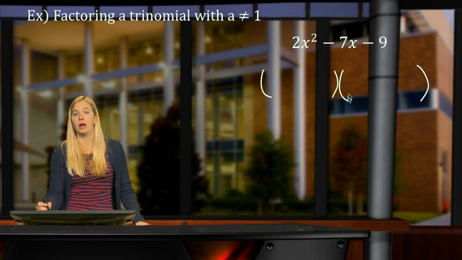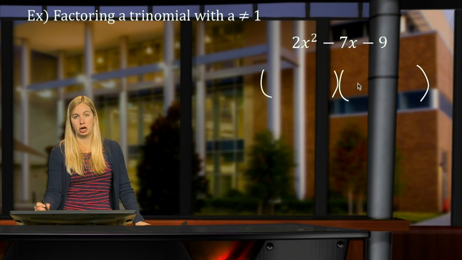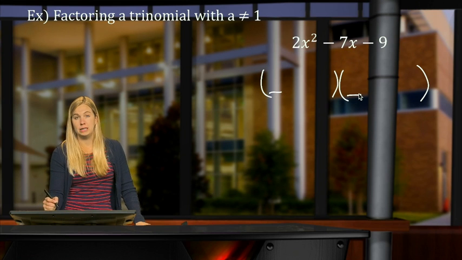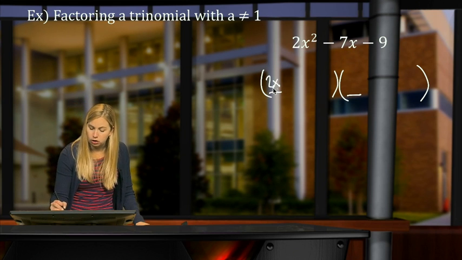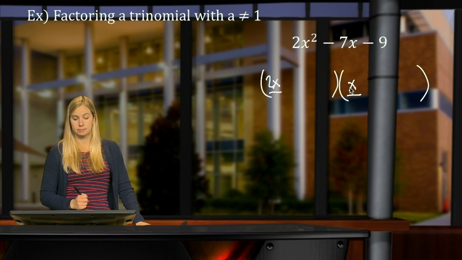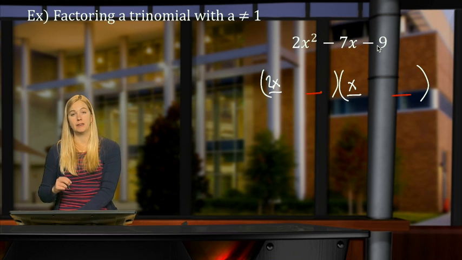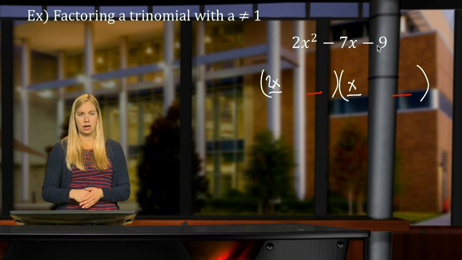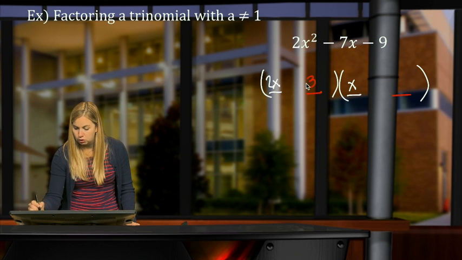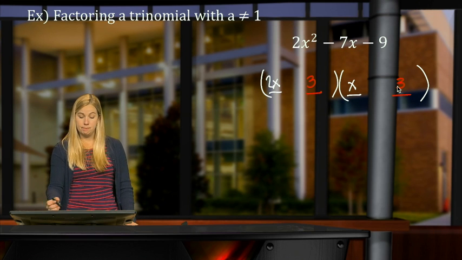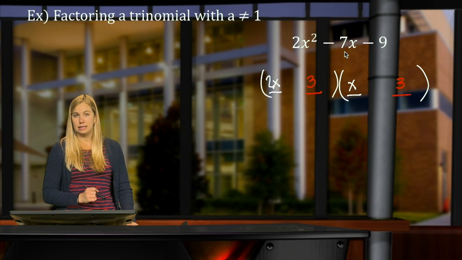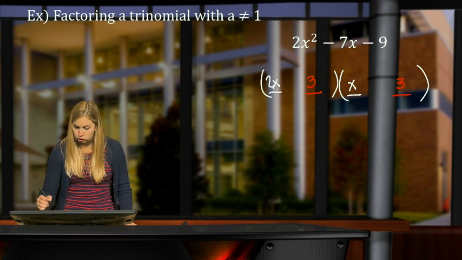If I think about foiling, the first two terms are going to multiply to give me the 2x squared. So if I'm thinking about two things that multiply to give me 2x squared, they are 2x and x. Now the last two pieces are going to multiply to give me negative 9. So what are some factors of negative 9? We have 3 and 3. So we can try that. When I FOIL out my middle terms, I'm going to get 6 and 3. 6 and 3 is not going to combine to give me negative 7. So let's try something else.